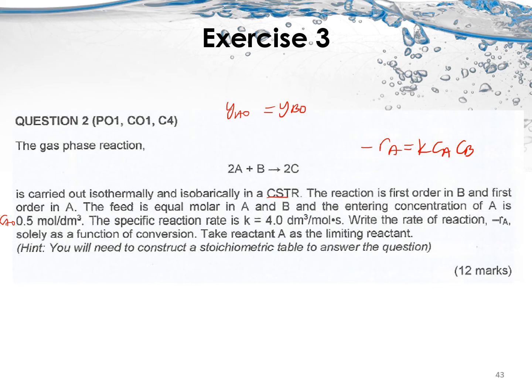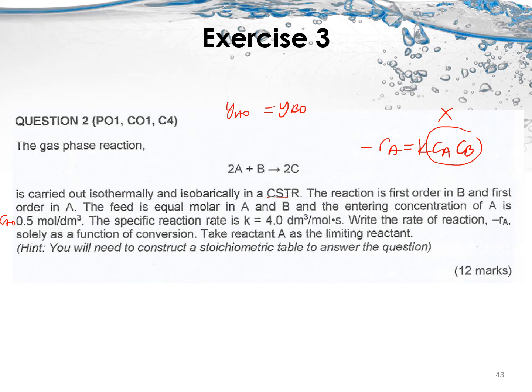Okay, so the specific reaction rate k is 4 decimeter cube over mole dot second. Write the rate of reaction, negative rA, solely as a function of conversion. So what you need to do is have this term in terms of X, which means you have to expand the equation, which involves X in the function. Take reactant A as the limiting reactant.